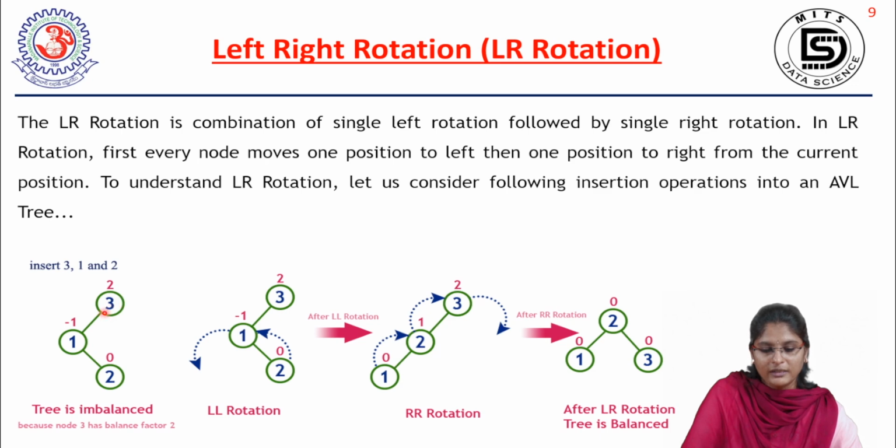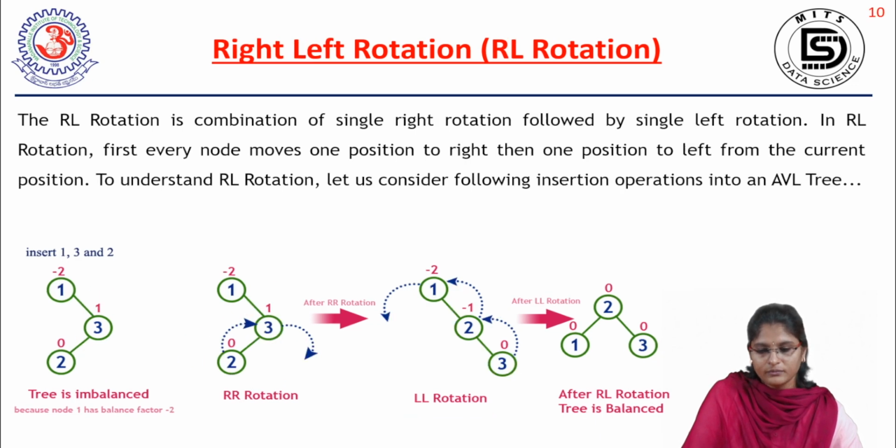Whenever the tree is in this combination, left and right, we first do LL rotation, the left rotation, and then the tree will look like this. After completion of the LL rotation, we take the right rotation again. Then the resultant tree will be like this. So this is the example for the LR rotation. LR rotation means first we check the left side, after that we go for the right side.